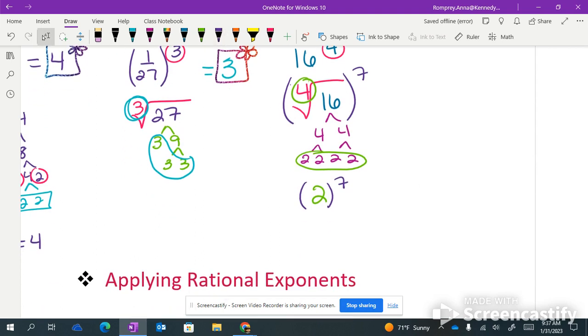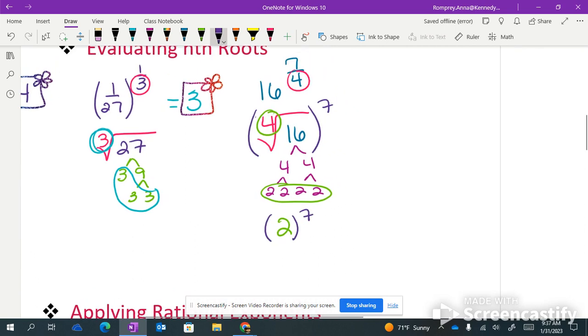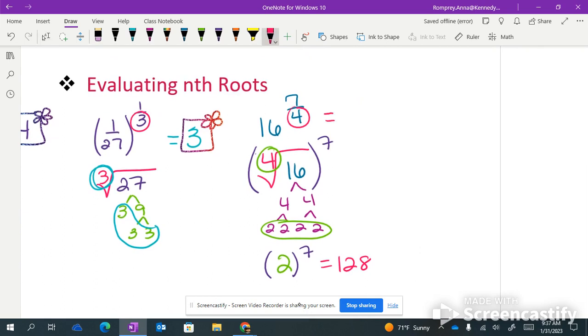Okay, well, lucky for me, I know that 2 to the 5th is 32, so that saves me a little bit of work. So I'm going to start there. So 2 to the 5th is 32, times 2 is 64, times 1 more 2 is 128. So 16 to the 7/4 is equivalent to 128.